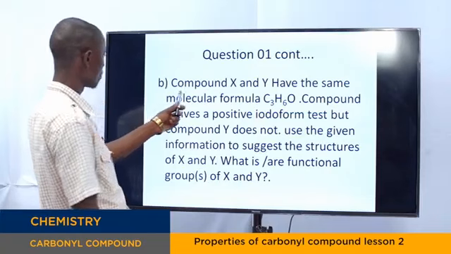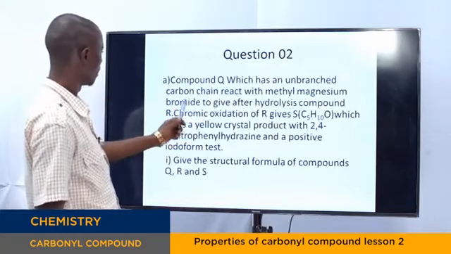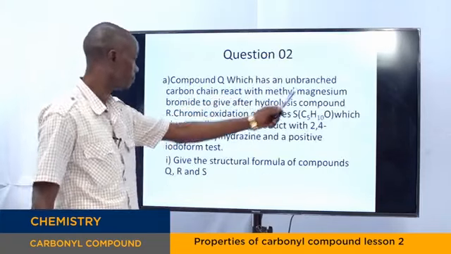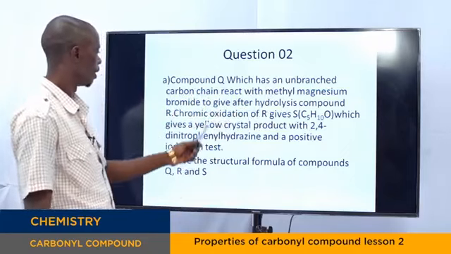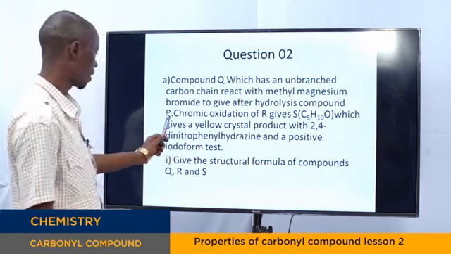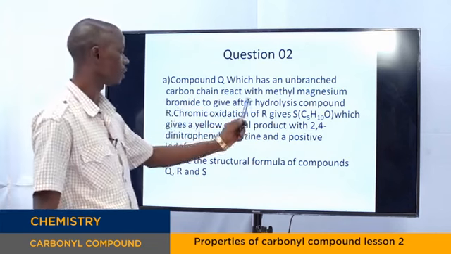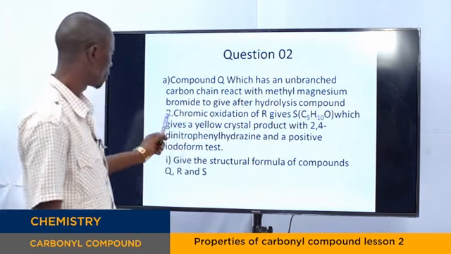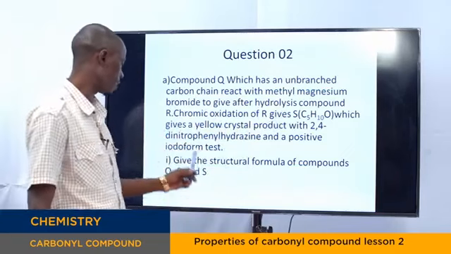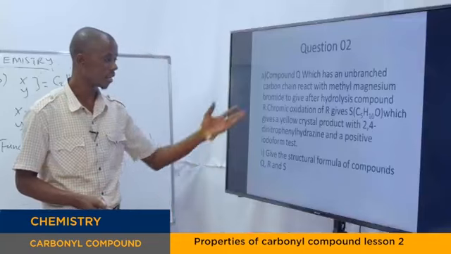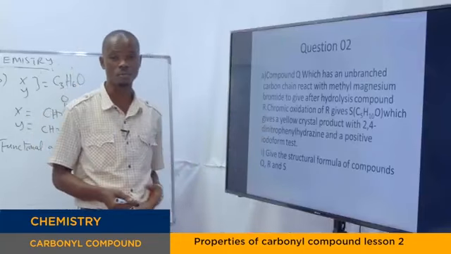Now, the second example is this one, compound Q, which has an unbranched carbon chain, reacts with methyl magnesium bromide to give, after hydrolysis, compound R. Now, chromic oxidation of R gives this compound, which gives a yellow crystal product with 2,4-dinitrophenylhydrazine and a positive iodoform test. Now, I can guide you through this question. This is a very simple one.